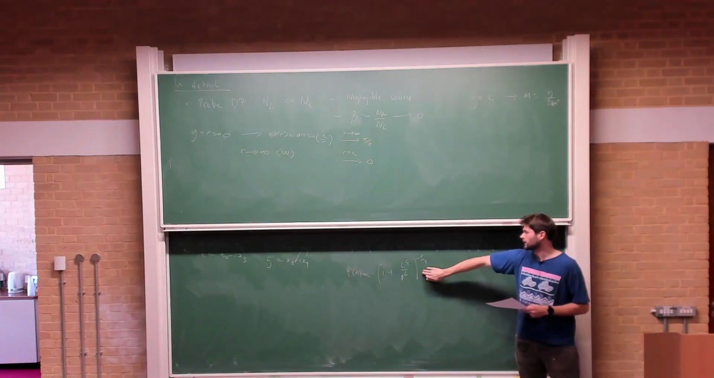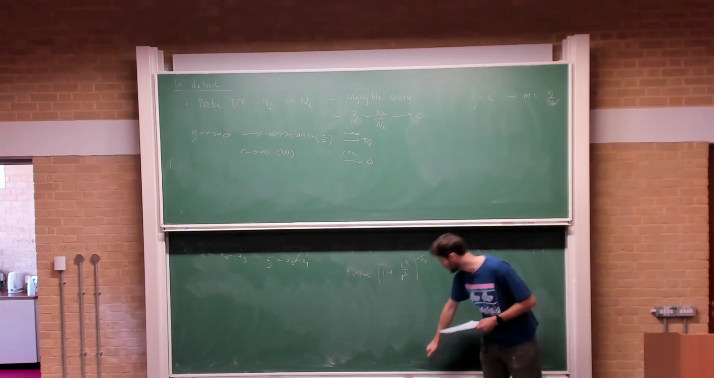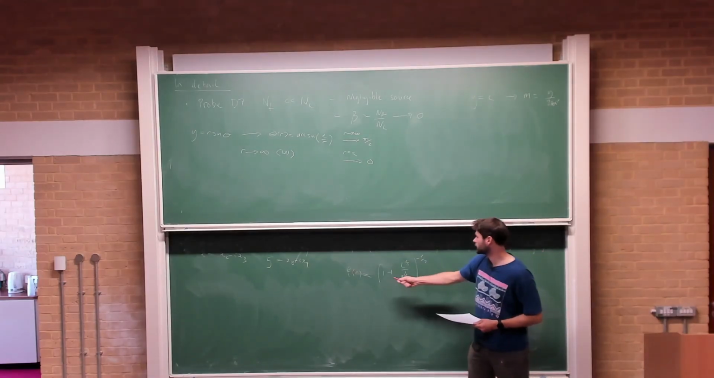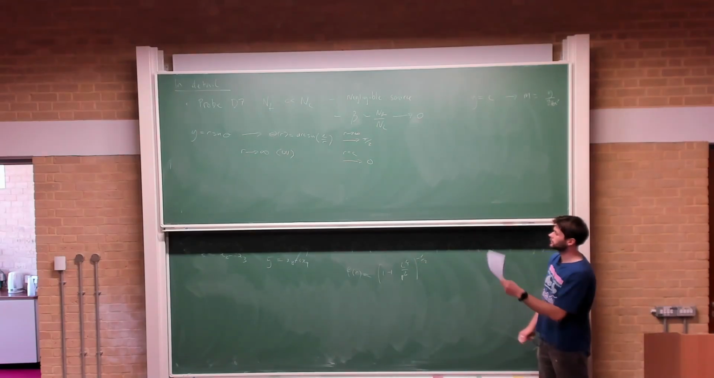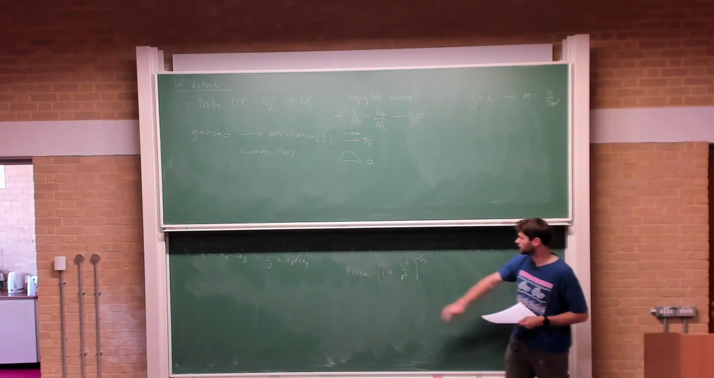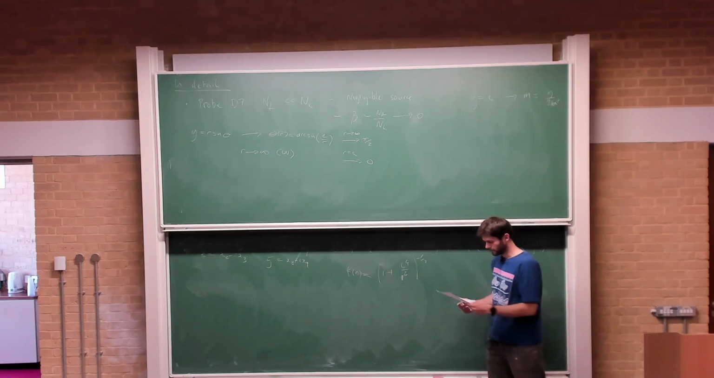So I just want you to keep that in mind. But for the purposes of holography, we take the near horizon limit, which just corresponds to dropping this +1. But all of the results are completely general for the more general warp factor here.